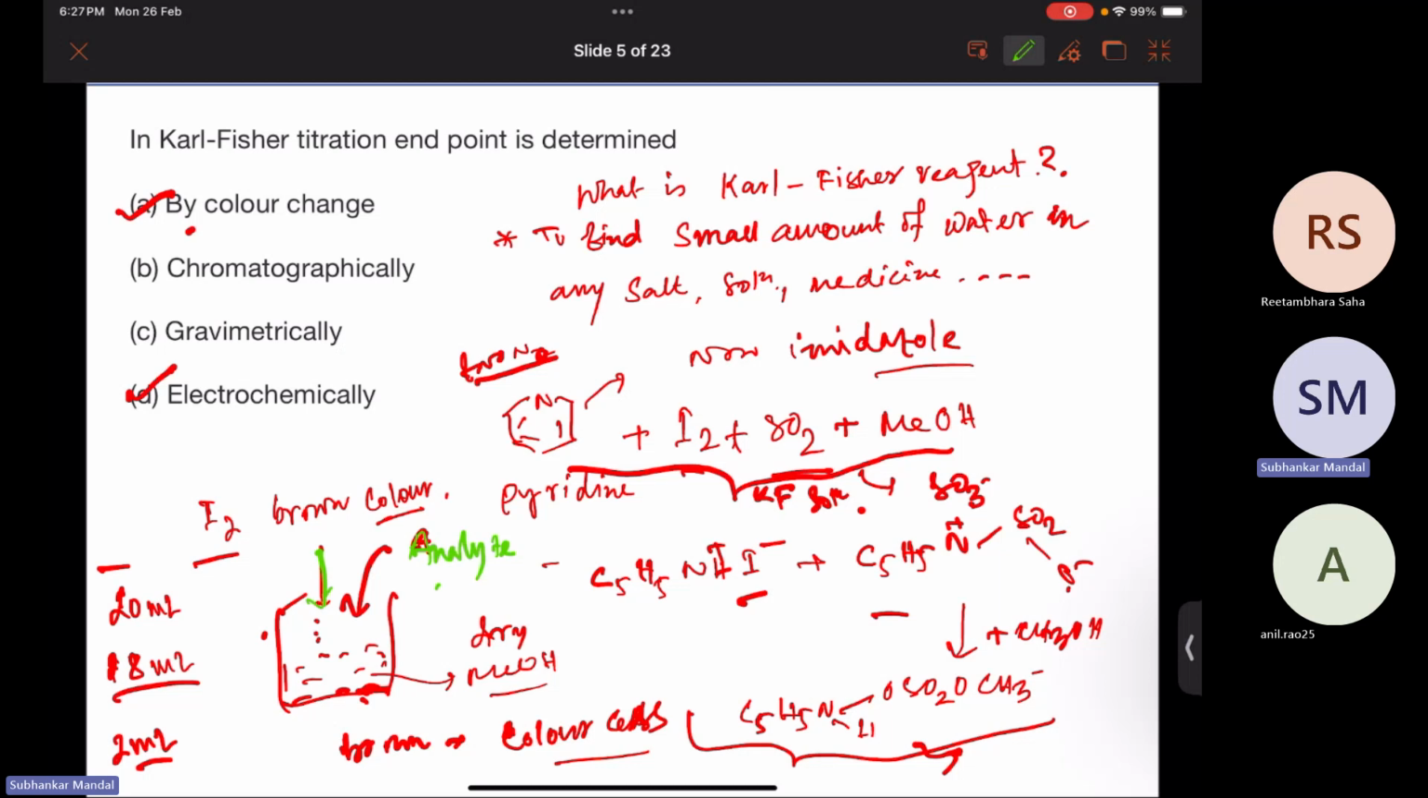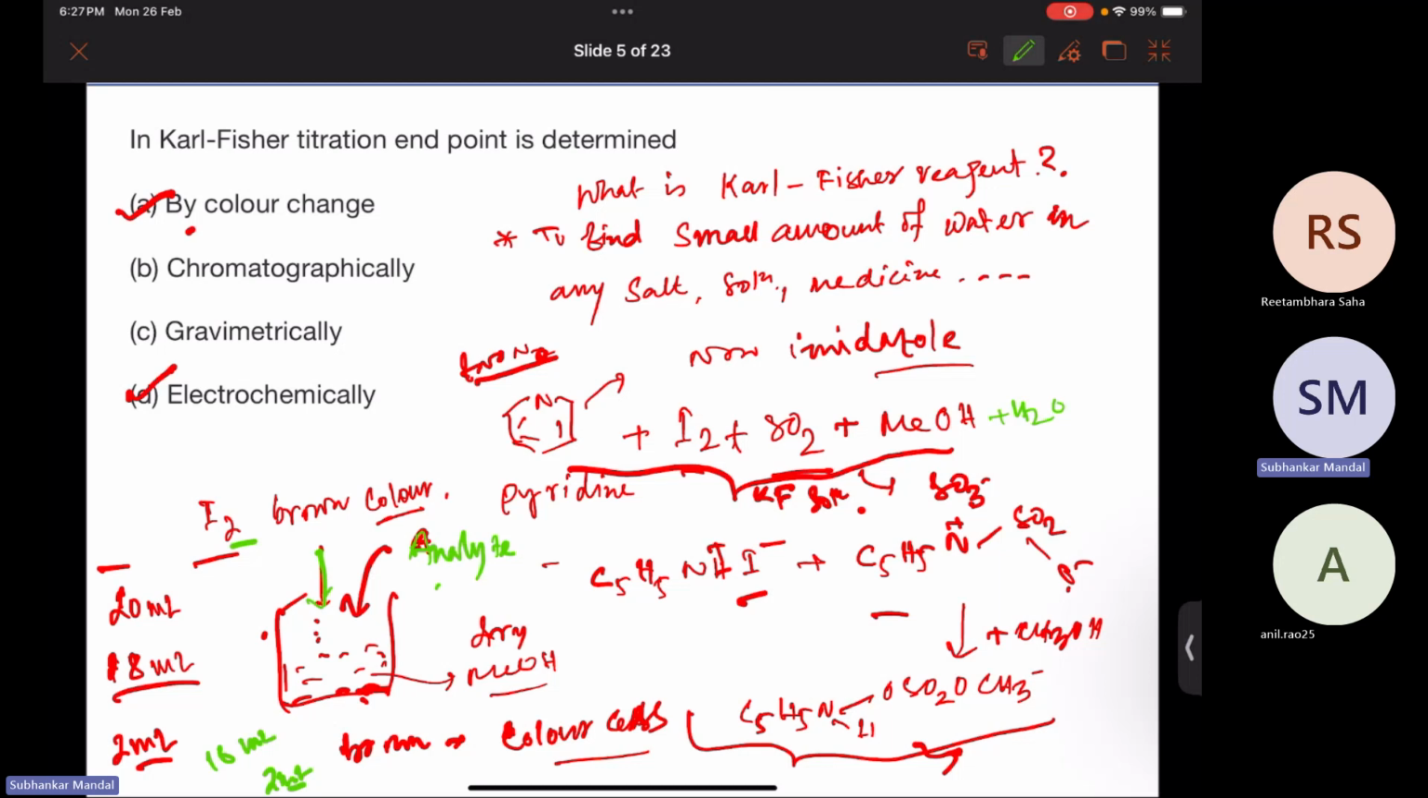It will become colorless again when the end point is reached. Suppose you add the analyte, and after that you add the Karl Fischer reagent, and the burette reading goes to 16 ml. So 2 ml is consumed, and from there you can calculate how much water is there. This is the color changing process.